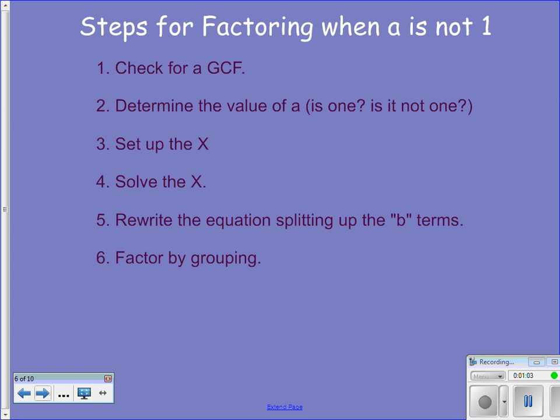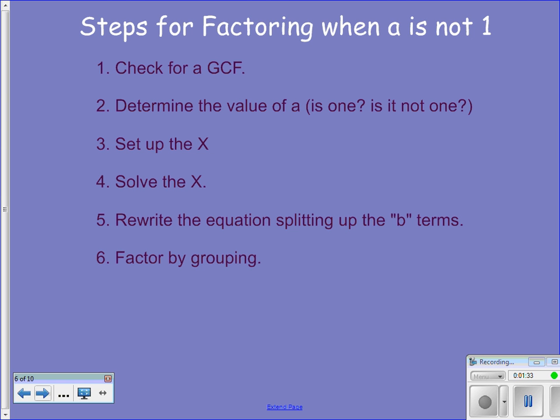So here are the steps that we're going to do. First of all, you should always check to see if you can pull out a greatest common factor. A lot of times by checking to make sure you can take out a greatest common factor, you can actually make an easier problem to factor for yourself. The next thing you want to do is determine the value of A after you've taken out the GCF. Is it 1? Is it not 1? Sometimes you take out a greatest common factor, and then A is 1, so you can go back to what we did yesterday. But if you take it out and A is not 1, then you have to go through this method that we're learning today.